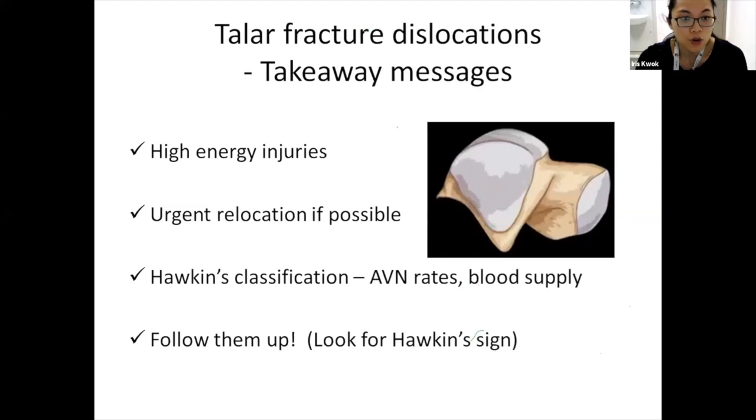Know your Hawkins classification, because that's got a prognostic element to it in terms of AVN rates. You can then counsel the patient that this may not be the end of his problem, that he may have other procedures waiting to be done in years to come, and know your blood supply to the talus for your exams. And certainly follow them up. Don't just discharge from the fracture clinic, okay? And look for your Hawkins sign, which will give you, again, a prognostic sort of idea.